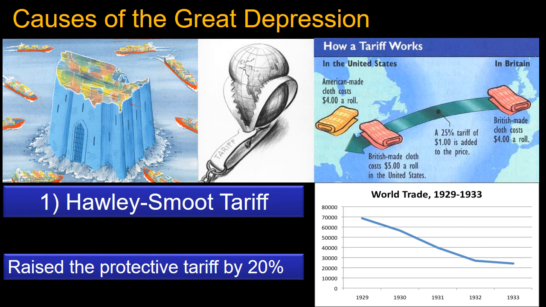Other countries raised their own tariffs too. Reducing the flow of goods into the United States prevented other countries from earning U.S. currency to buy American goods. The tariff made unemployment worse in industries that could no longer export goods to Europe. Within a few years, world trade had dropped by more than 40%.